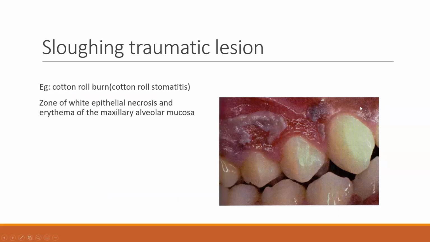The next example, I'm sorry, is the screen visible? Okay.